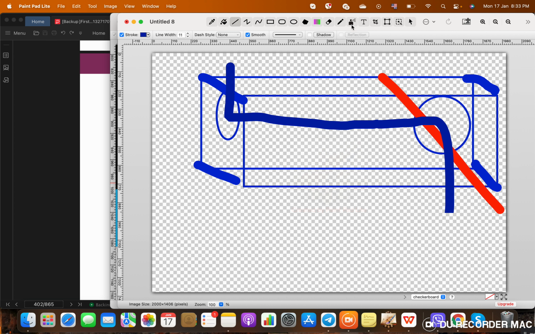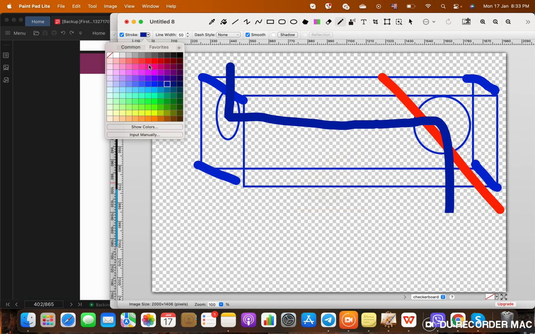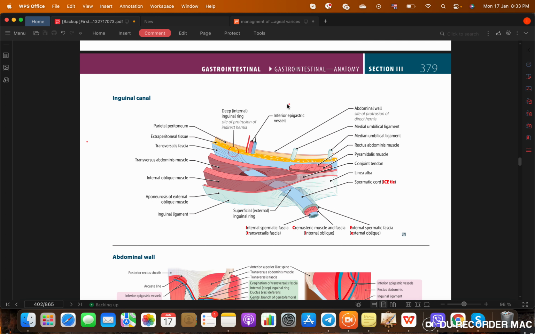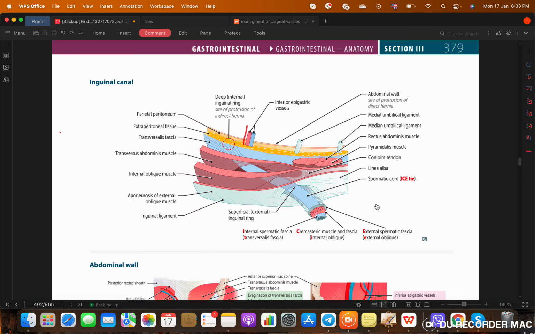Okay, so how can I differentiate between the two? Well, there are some vessels that can help you with that. A few vessels are located here. We call them, yep, they are exactly right here. These are the vessels, the inferior epigastric vessels. So according to this, you can decide if it is a direct or indirect hernia.